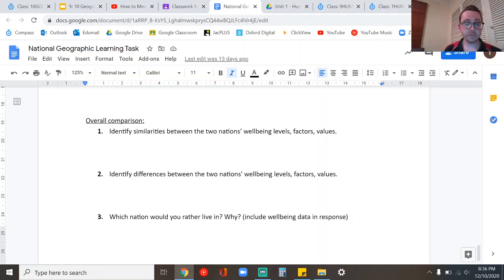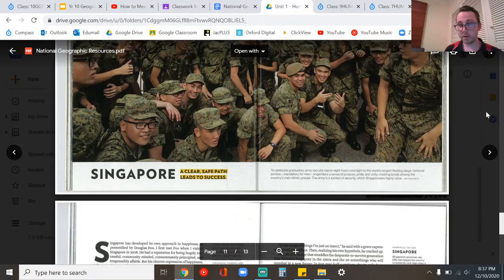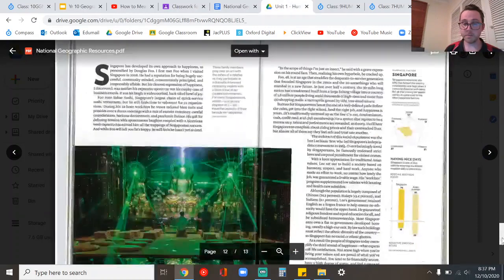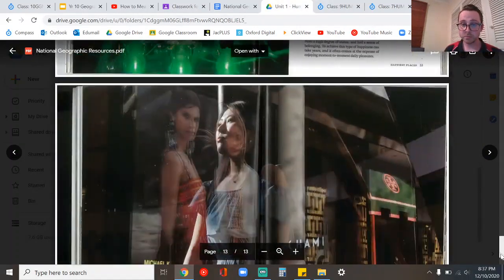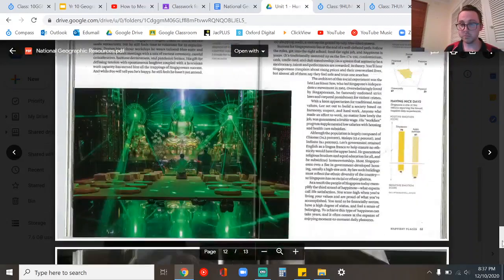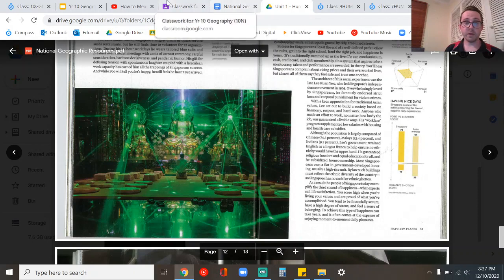Question 3, that's just a personal one, just a little bit of a reflection. Which nation would you rather live in and why? Include some well-being data in your response. So I'd use some of the numbers and statistics being provided in this graph, like, show me some numbers. Oh, I could use the graph. Anyway, so that's what you're looking at for the double period, guys.